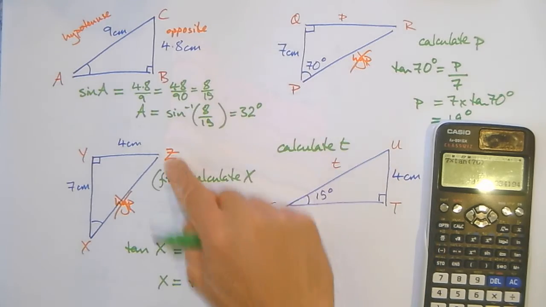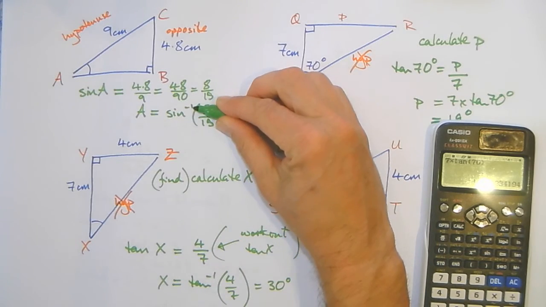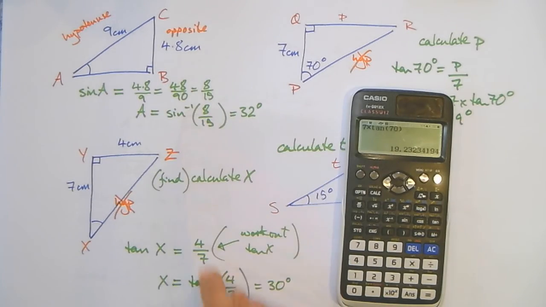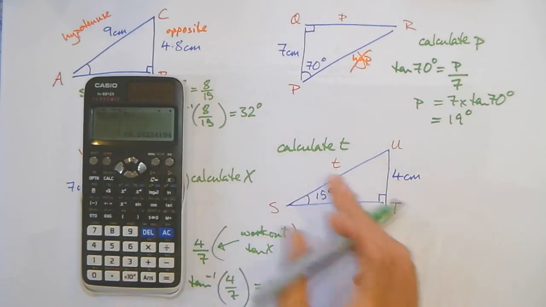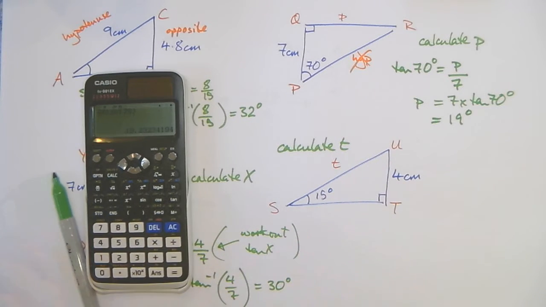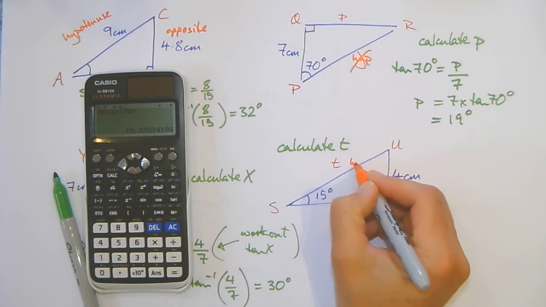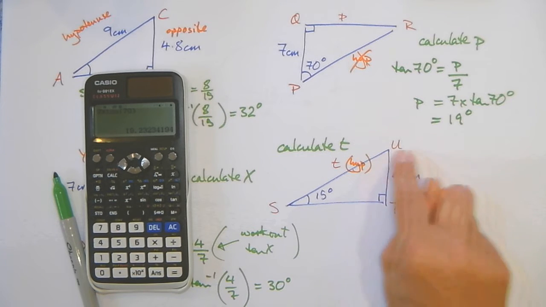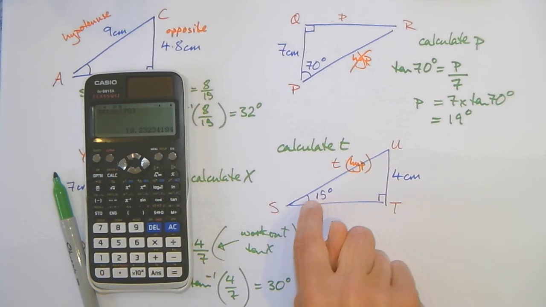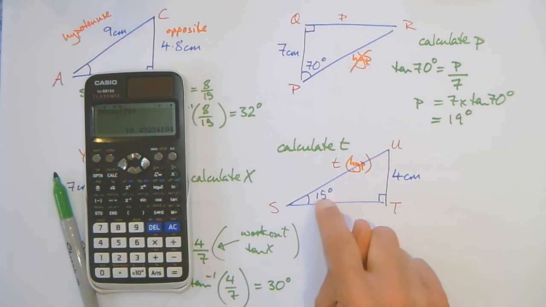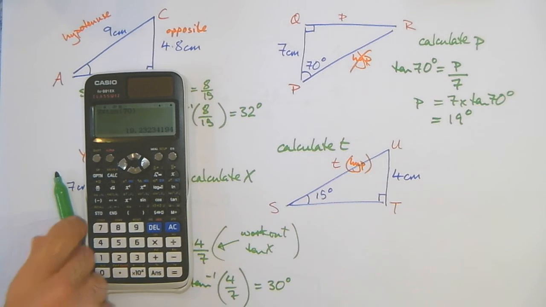So notice that when I'm finding a side, I'm using tan or sine or cos, but you pick the right one. When I'm finding an angle, I'm finishing with sine minus 1 or tan minus 1 or cos minus 1. These are the inverse functions. So here, calculate t. Well, in this case, that is the hypotenuse, what we're finding. So we're going to use sine or cosine. Which one of the two? We know the opposite side, the side on the opposite side of the triangle from the angle we know. So this is a sine question.